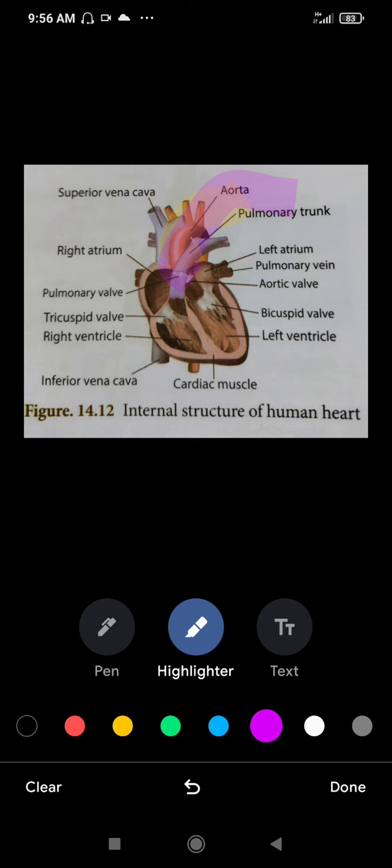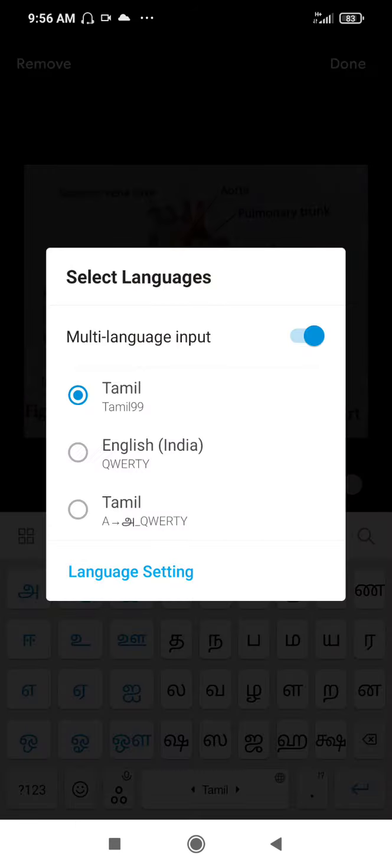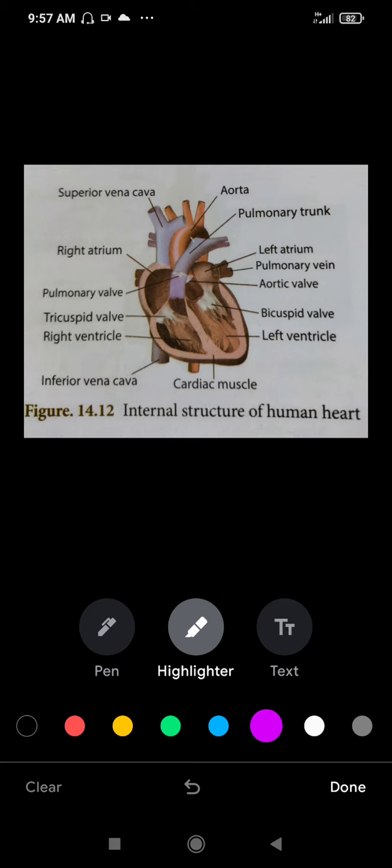Then there are three important valves. One is the right atrioventricular valve, another is the left atrioventricular valve, and the third is the semilunar valve.